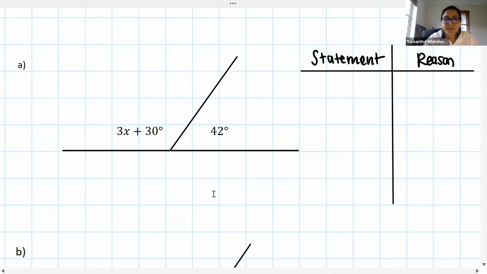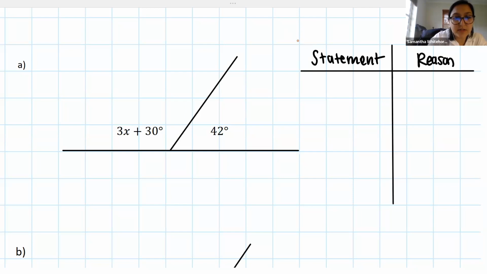Wandle? Hi, ma'am. Hi. How are you? I'm good. How are you? I'm doing great. So the reason that I perceive we would use here is the second one, adjacent angles on a straight line. Nice. Well done.